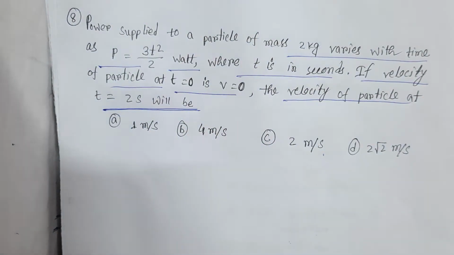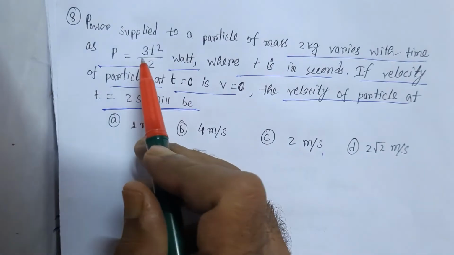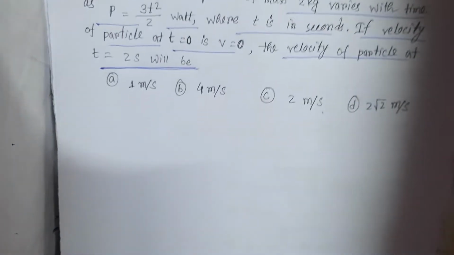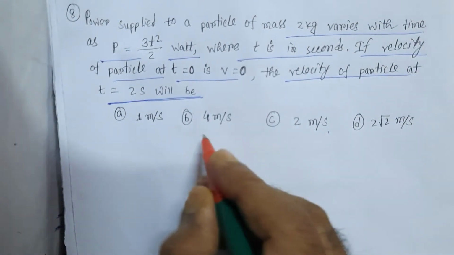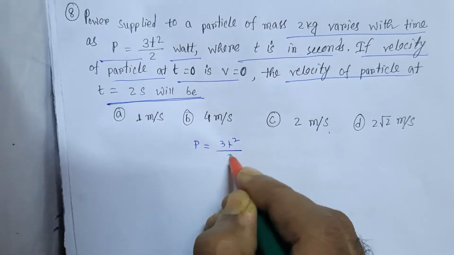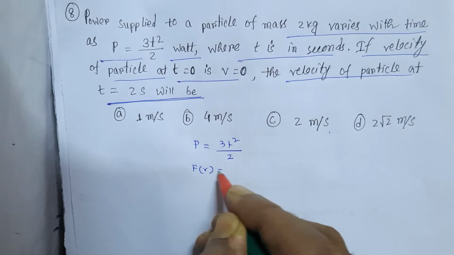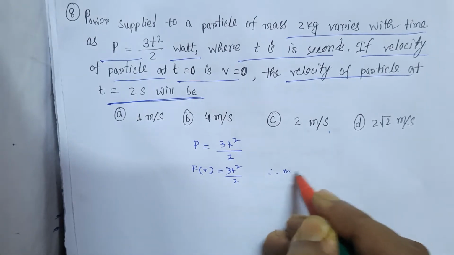Here P equals 3t square by 2. So the power is a function of time. Here a variable power is acting. So in order to find the velocity, we have to apply calculus. P equals 3t square by 2. So P equals F into V equals 3t square by 2. F means m dv by dt.